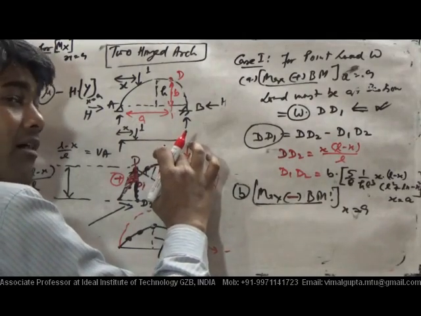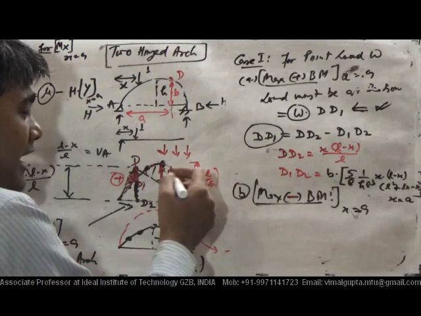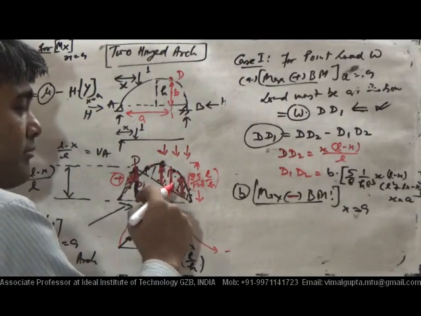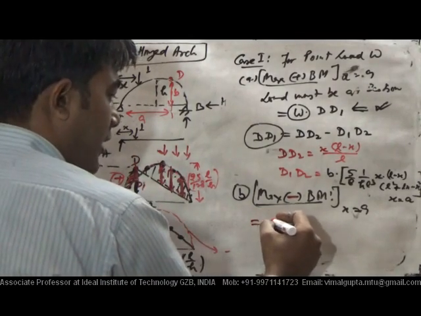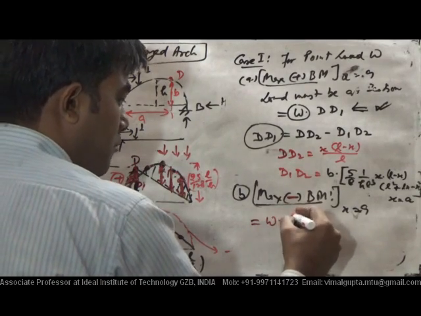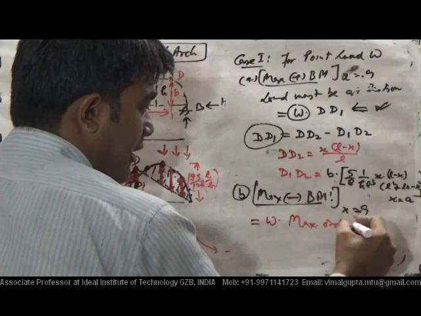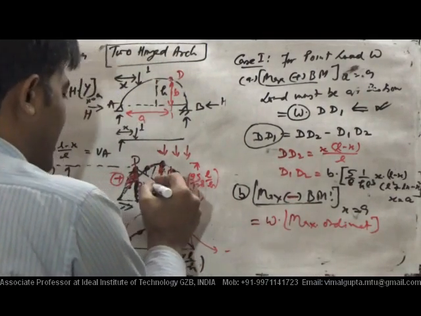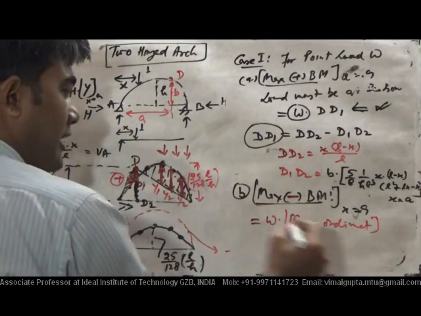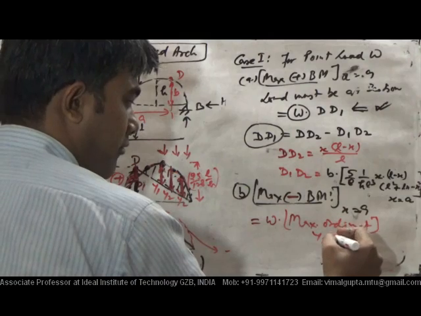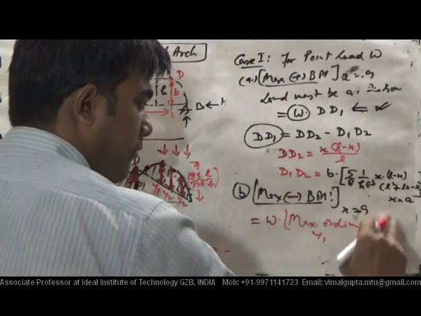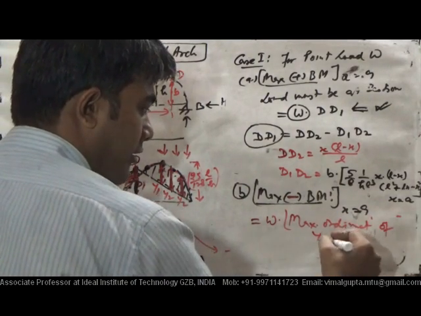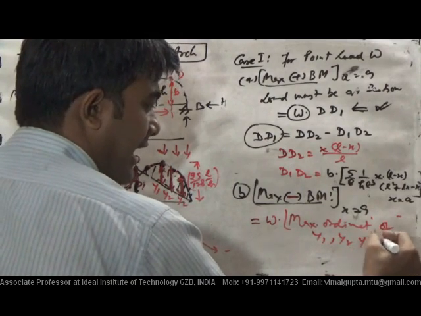This ordinate must be maximum. It will be W into the maximum ordinate. Say it is y1, y2, y3. It may be y1, the maximum ordinate of y1, y2, y3, and so on.